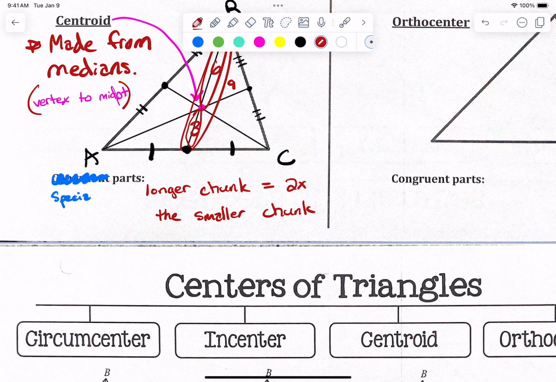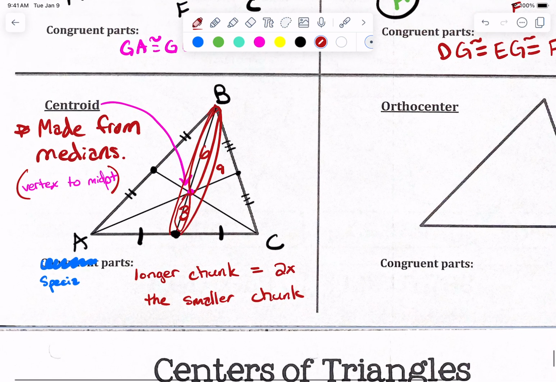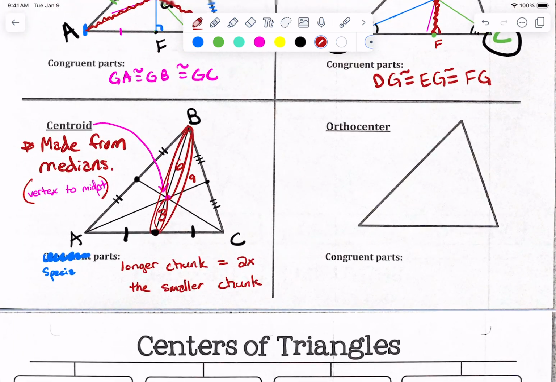It's kind of like a puzzle piece that it fits together. So when you're drawing your centroids from the vertex to the middle, where that centroid separates them into pieces, the longer side is double what the other side is, okay? It's like a little puzzle.